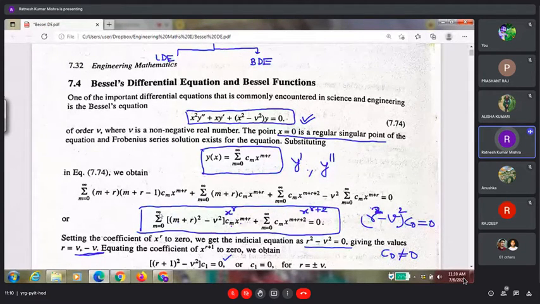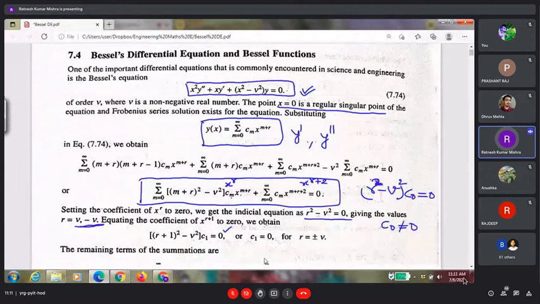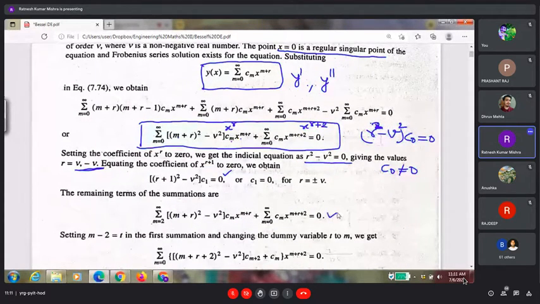Now we have used m equal to 0 and m equal to 1. So now we start from m equal to 2 to infinity, ((m plus r) whole square minus v square) c_m x to the power m plus r, plus this whole term, because m equal to 0 is done and m equal to 1 we have done. Now starting from m equal to 2, that is, excluding m equal to 0 and m equal to 1, since we cannot take negative, and the rest we will write this one.